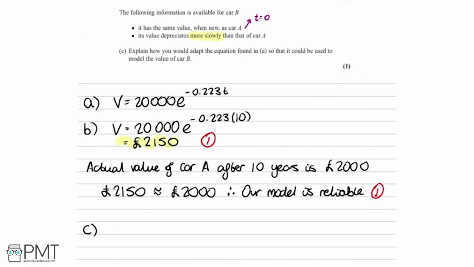Now I'm quickly going to write down, to remind us, the general exponential model. So that's v equals a e to the power of k times t. Now the key bit of information that we've been given in the question is that car A and B both have the same value when they're new, so when t equals 0. That means the model for both car A and B will have the same A value, so it will be 20,000. So the only other thing that we can adjust is the k value.